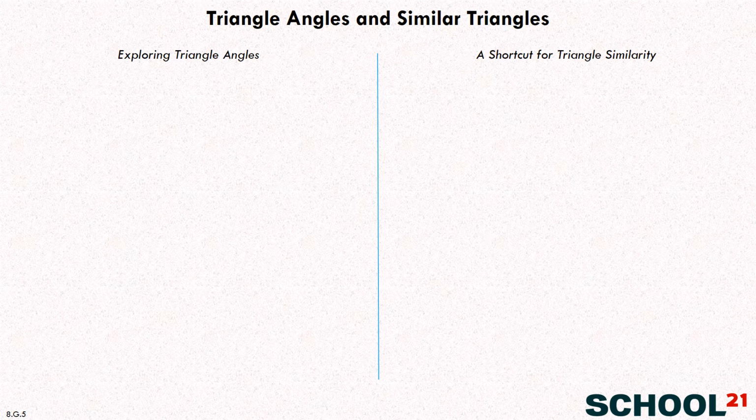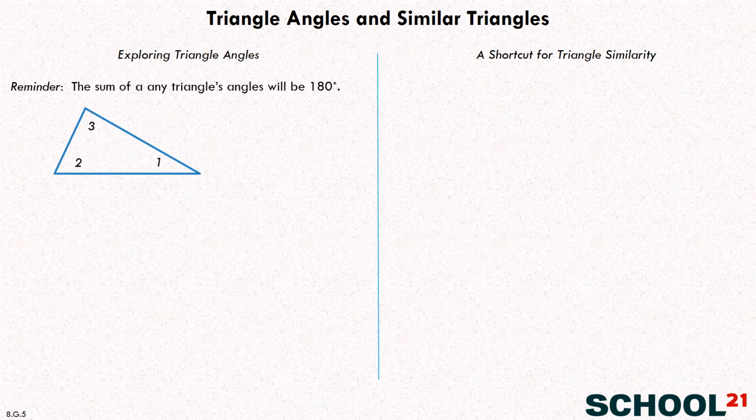Okay, let's spend a little bit of time exploring triangle angles and then a shortcut to similar triangles. First, the triangle angles. Okay, let's give a quick reminder. The sum of any triangle's angles will be 180 degrees. So if we take the measure of angle 1, measure of angle 2, and measure of angle 3 here, because this is a triangle, that has to add up to 180 degrees. So let's go ahead and write that out as an equation.